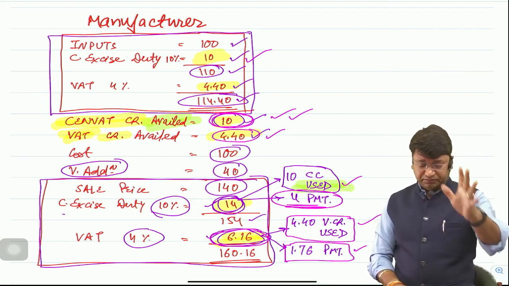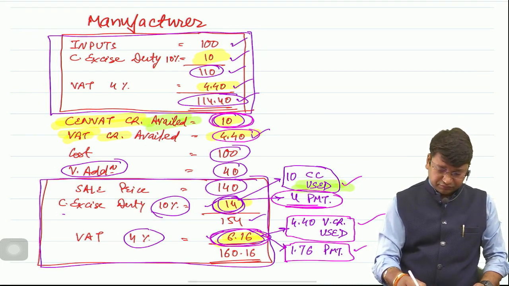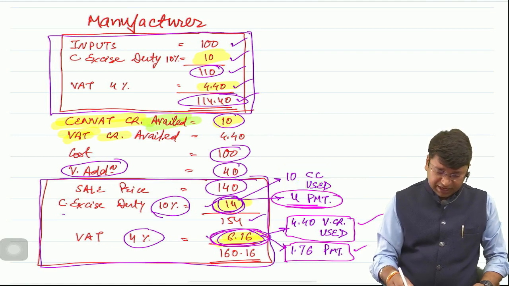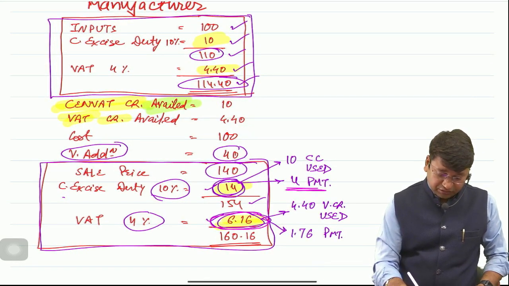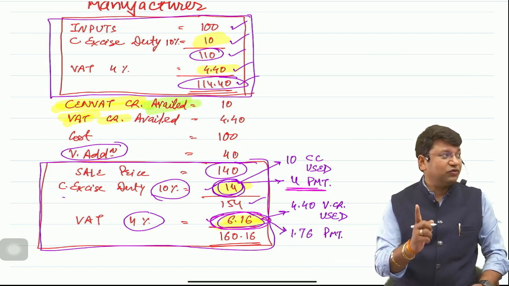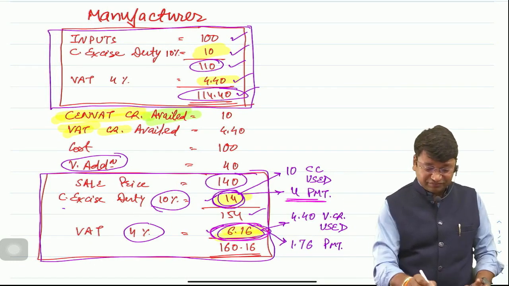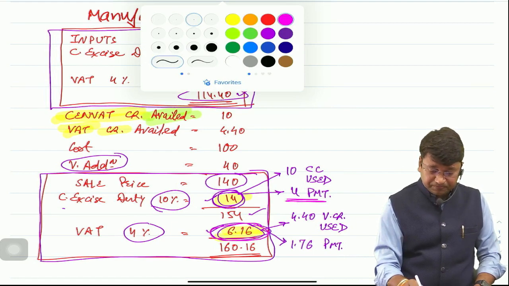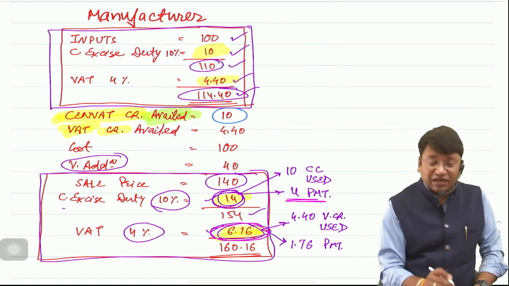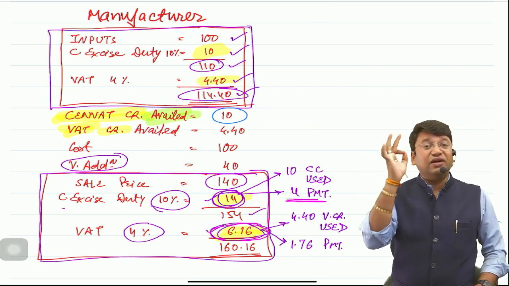my simple point comes. This is the basic fundamental which will be used for the entire indirect tax. A formula which we will be deriving from here. My simple question, my simple fundamental is: why was the credit of rupees 10 allowed?